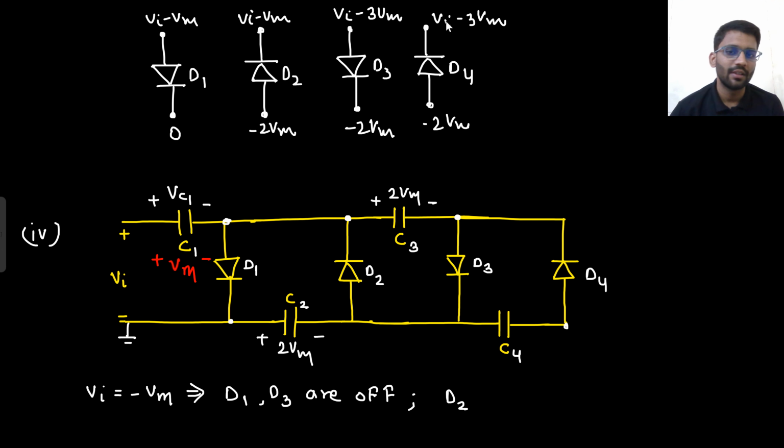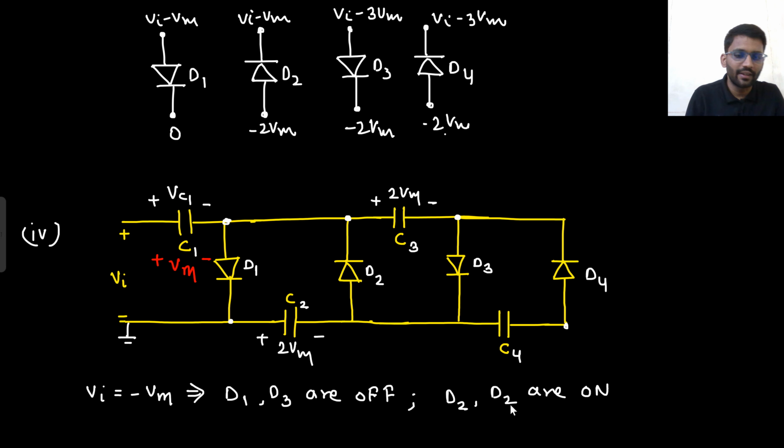What about D4? This is minus Vm. That means this will be minus 4 Vm and this will be minus 2 Vm. Which is having more negative potential? N side is having more negative potential. This is more negative. So D4 will turn on. D2 and D4 are on. So how will the circuit look?